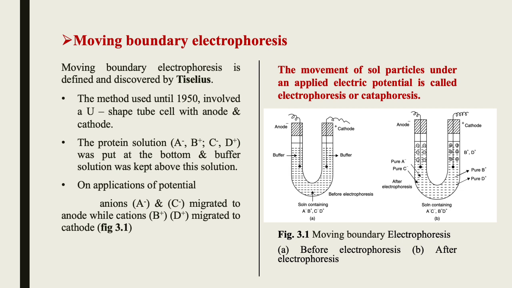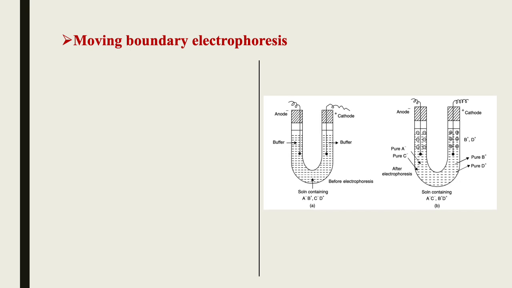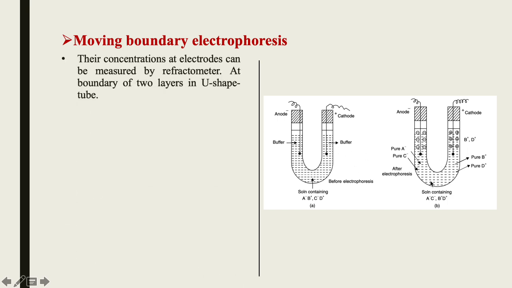The movement of solution particles under an applied electric potential is called electrophoresis. So electrophoresis happens after applying the electric potential, and both kinds of ions get separated out due to the applied electric potential. One figure shows the situation before and after electrophoresis. These are the two basic differences after the process.